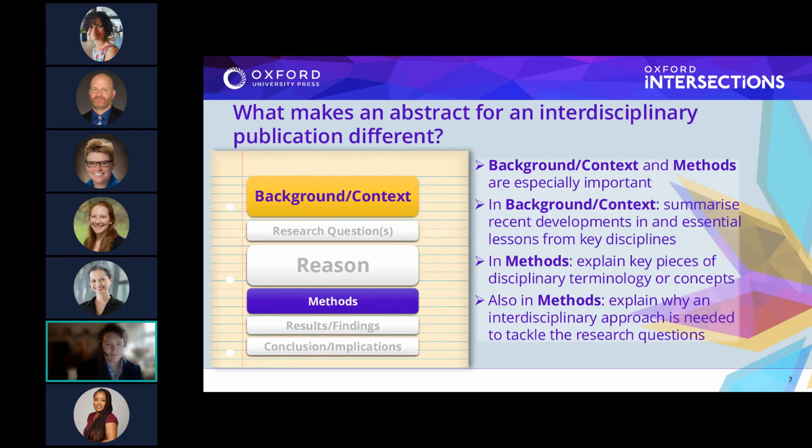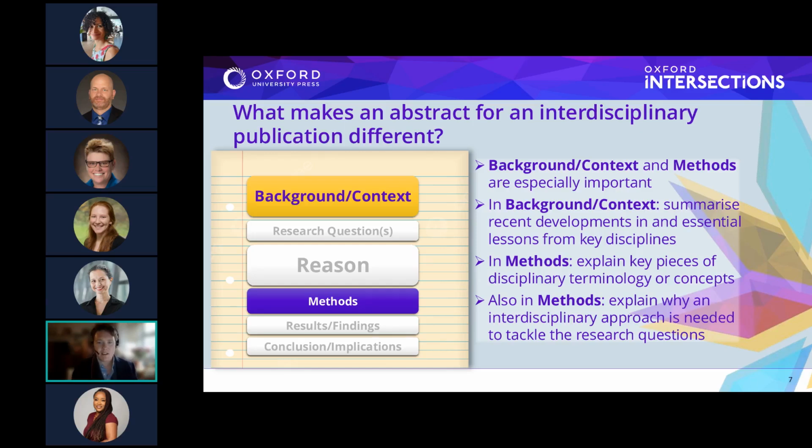I'm now going to talk briefly about some specific advice about interdisciplinary publications and abstracts for interdisciplinary papers. I think it's important to recognize that abstracts for interdisciplinary research papers have more work to do than abstracts for papers that sit squarely within one discipline. You must assume little to no specialist foreknowledge because your paper is being pitched to researchers from outside of your core discipline.